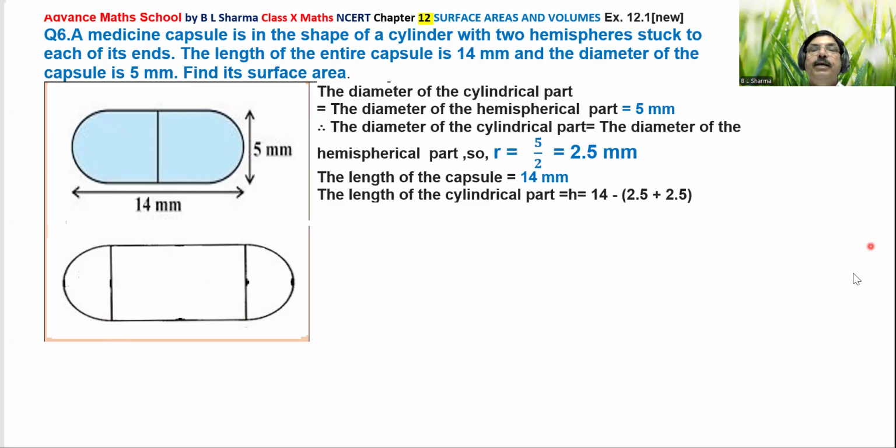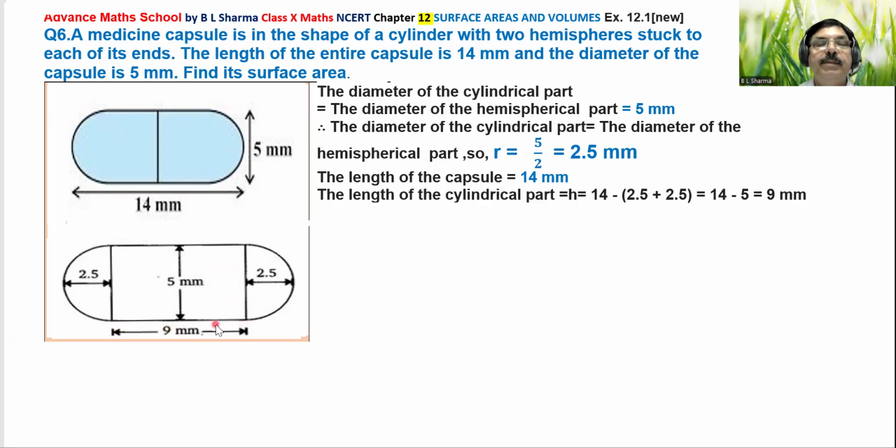14 minus 2.5 minus 2.5, that is 14 minus 5. ये देखिए 2.5 रेडियस है, ये भी 2.5 रेडियस है. ये सिलिंड्रिकल पार्ट है यहां से लेके यहां तक. सो कितना कम हो जाएगा? दैट इज 9 millimeter. So radius of cylinder is 2.5, radius of hemisphere 2.5. Length means height of cylinder, that is 9 millimeter. So the dimensions are in millimeter.